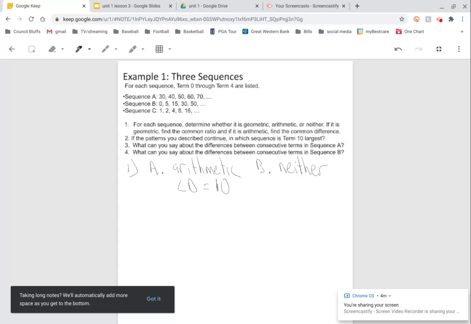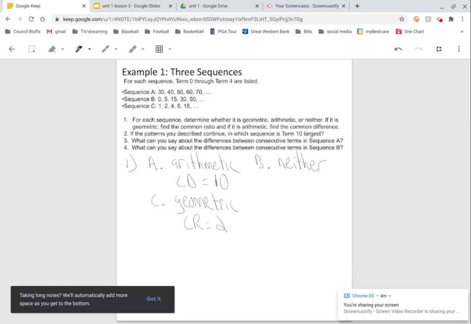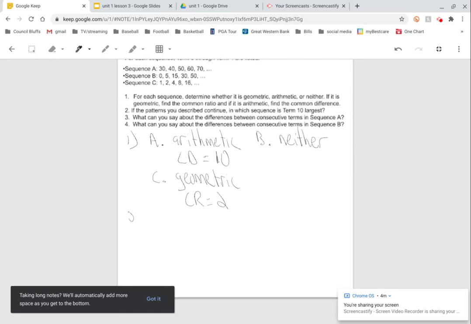And sequence C: 1, 2, 4, 8, 16. To me, it looks like we're doubling. 1 times 2 is 2. 2 times 2 is 4. Times 2 is 8. So this is a geometric sequence. If it is geometric, find the common ratio. So our common ratio is simply going to be 2 because we're doubling. We're multiplying by 2 every time. Okay, so that's it for number 1.